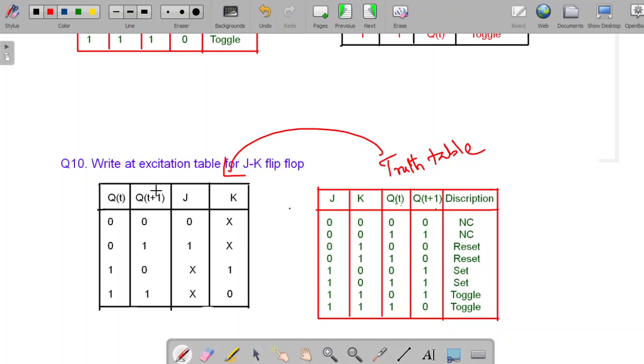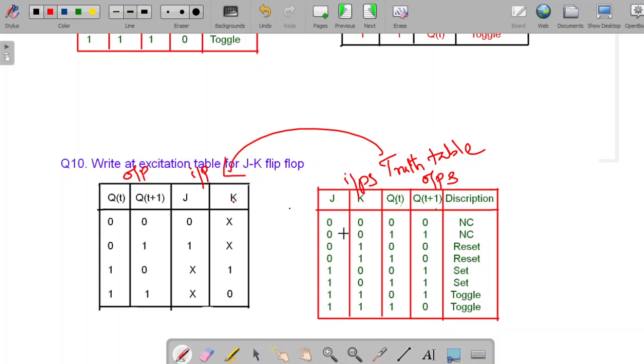So Q(t) and Q(t+1) are known, then we have to determine or predict the inputs. Okay, so outputs are known and we are going to get the inputs. In the previous case, that is the truth table, inputs are known, then we are getting the outputs. But this excitation table is derived from this truth table.